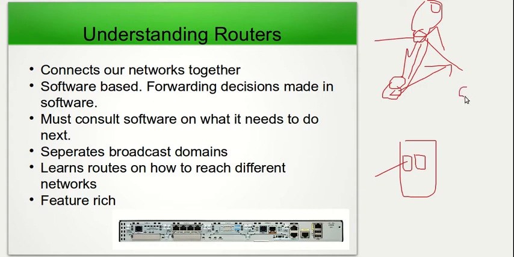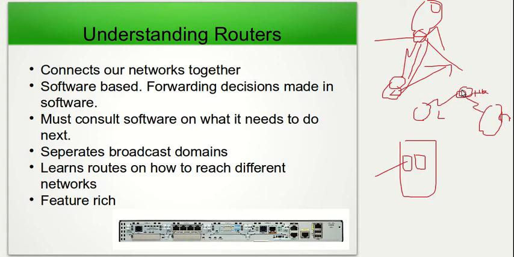So if we had a small enterprise network, unlike in the example in the previous video, we have a network in Hong Kong, we have a network in London, and we have a network in Madrid. This is what we call a WAN. It connects our networks together.